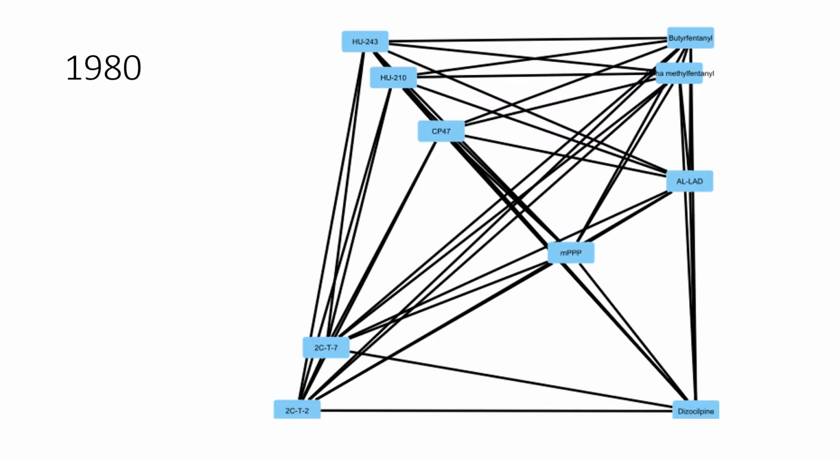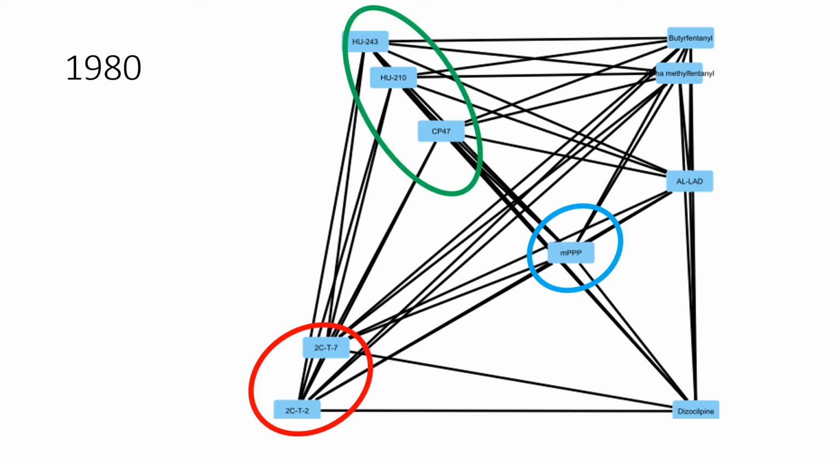This is the network from the 1980s. It has an average similarity of 0.21. This network is formed in a square shape. It has 1 compound in the centre, 1 pair at the bottom left. This pair is a development from the 2C series found in the 1970s. The top left has 3 synthetic cannabinoids, and the top right has fentanyl derivatives. There are 2 other compounds in this network, but they're not really close to anything.